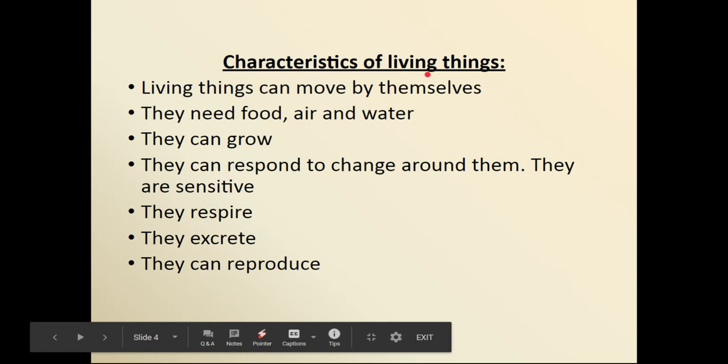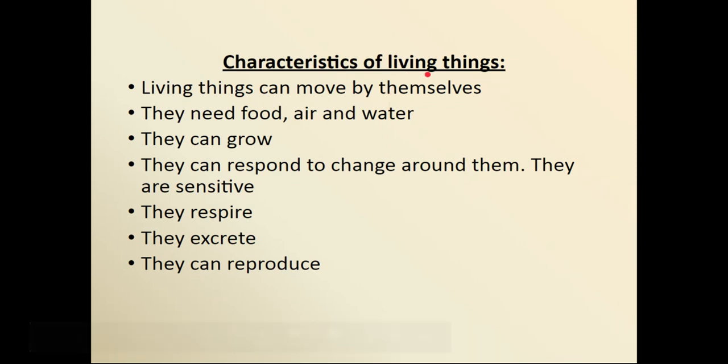Characteristics of living things. Living things can move by themselves. They can change their position from one place to another one. They need food, air, and water for various metabolic activities. They can grow in all dimensions like size, shape, weight, etc. They can respond to change around themselves. They are sensitive to their outer environment.